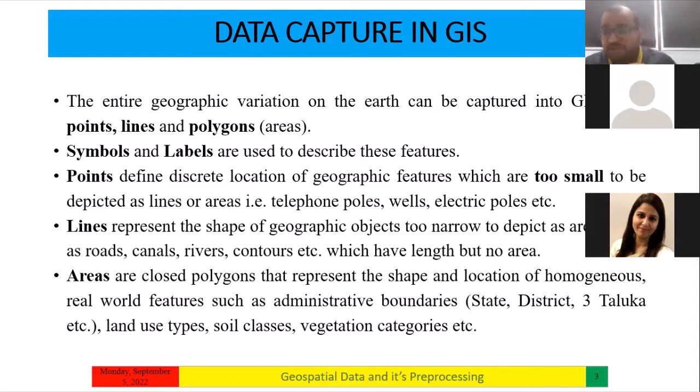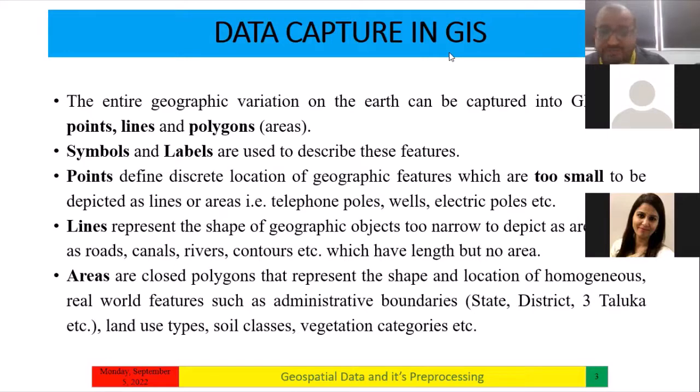So if we talk about the data, data capture in GIS. Data capture basically means that we are talking about geographical locations. Whatever biophysical materials there are on the earth should be gathered with the help of some geometrical representations, for example, points, lines, and polygons.